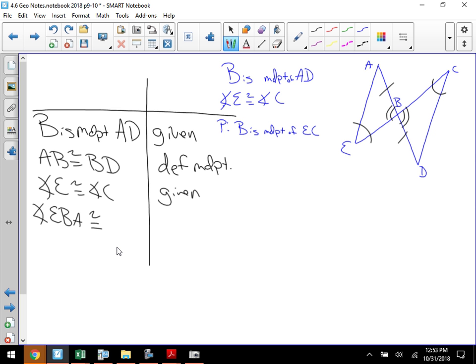You use the correct lettering to make sure it matches. And we do that, like you guys just said, it's going to be angle CBD, because vertical angles are congruent.